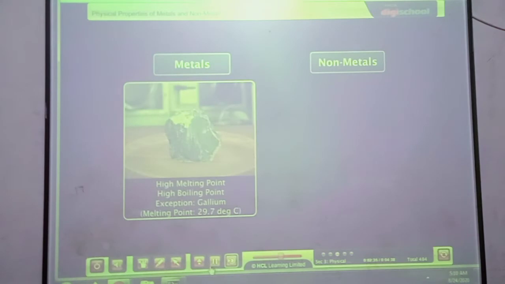Metals have high melting points and boiling points. Exceptions: gallium and strontium melt even at room temperature.